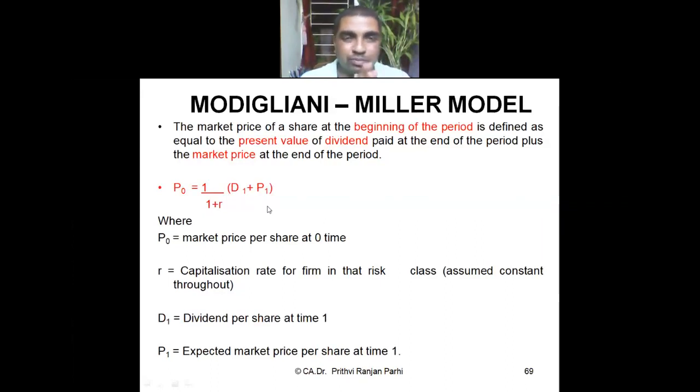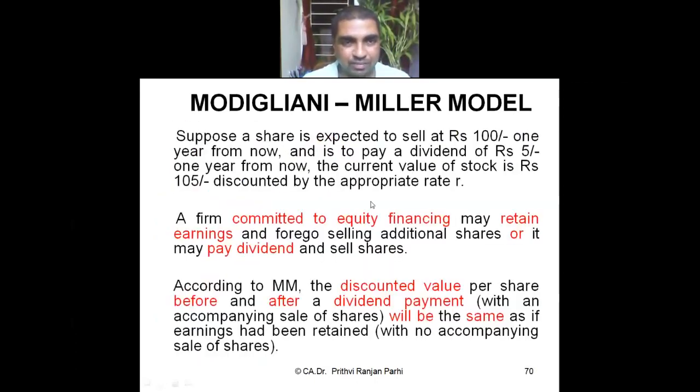This theory also assumes that at the beginning of any investment period, price is determined like this: the present value of the dividend as well as the present value of the market price. Do you know what is the meaning of P? P is the market price, R is the capitalization rate, D1 is the expected dividend at time 1, and P1 is the expected market price at the end of time 1. On that basis, this is how we can arrive at the price.